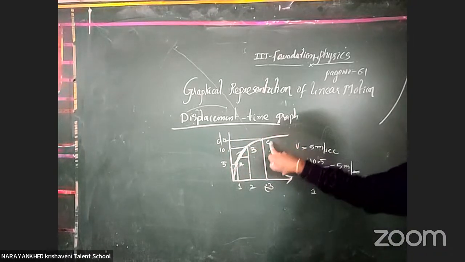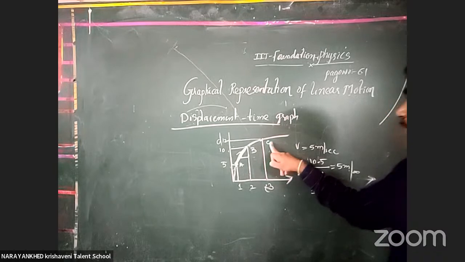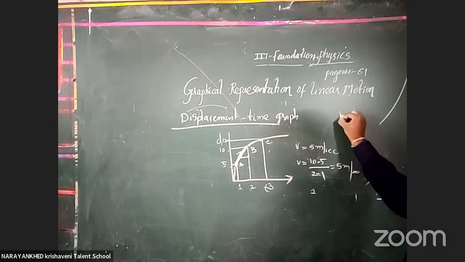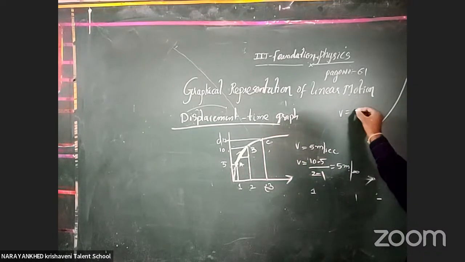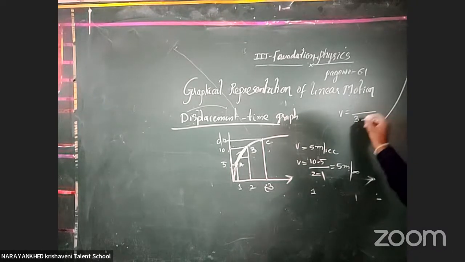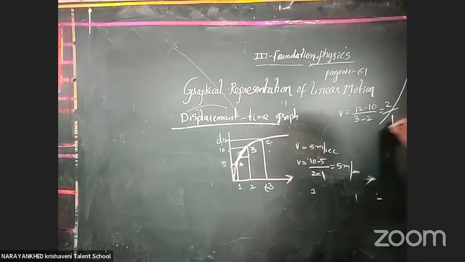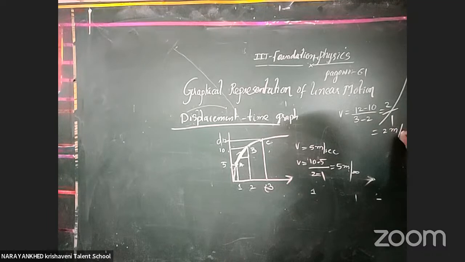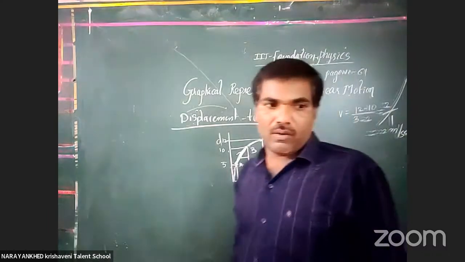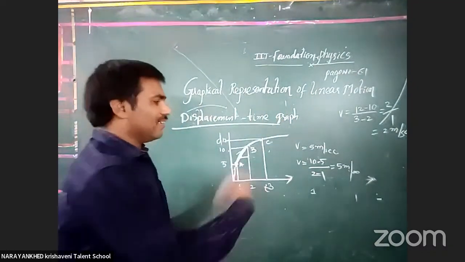Now once observe B to C. What happened from B to C? What does the velocity become now? Here we have considered 3 minus 2, but here it is 12 minus 10. It will become 2 by 1, which is 2 meters per second. Now yes, the velocity changes.